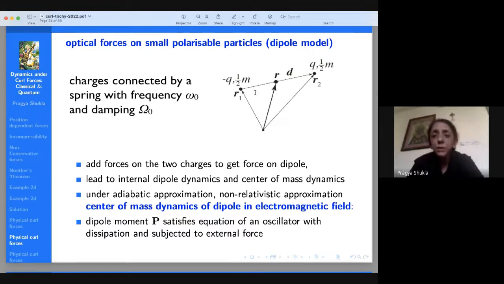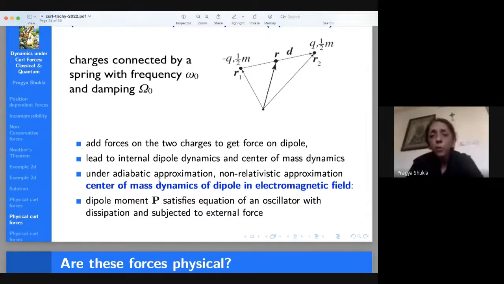I'll show you, it will depend on the distance d. And you know that the dipole moment is given as P is equal to QD. Now, P is not the usual momentum. P is the dipole moment. So P is the charge times the distance between two charges. So P is Q times D, where D is the distance between two charges.